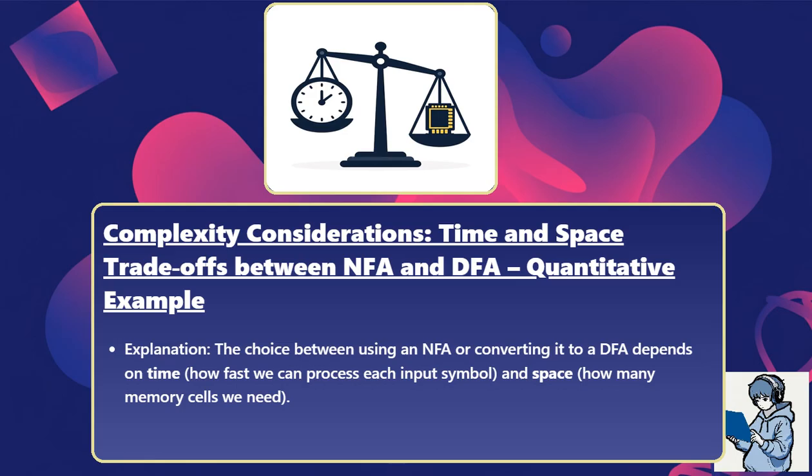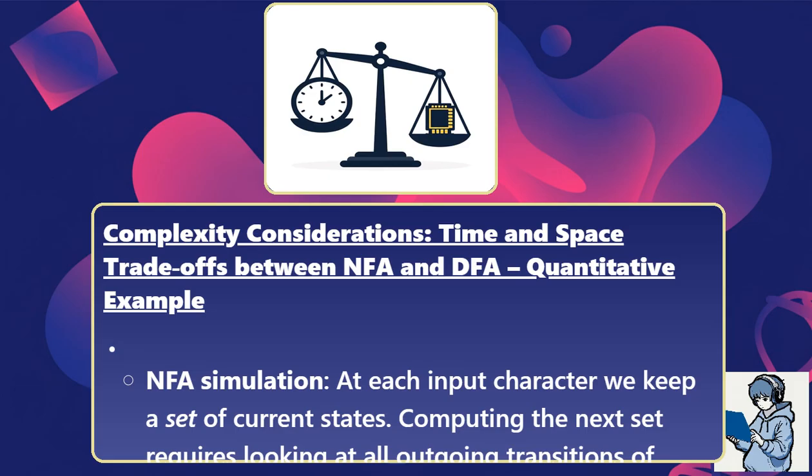Explanation: the choice between using an NFA or converting it to a DFA depends on time, how fast we can process each input symbol, and space, how many memory cells we need. NFA simulation. At each input character, we keep a set of current states. Computing the next set requires looking at all outgoing transitions of every state in the current set. If the NFA has n states, the worst-case time per symbol is O of n, and the space needed is O of n to store the set.